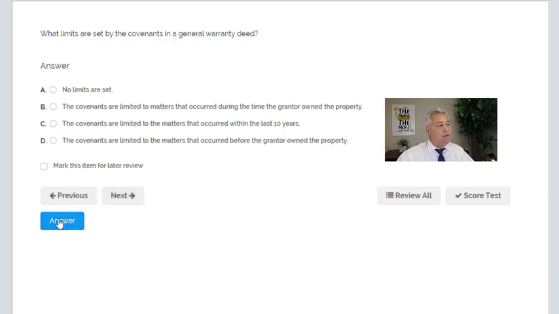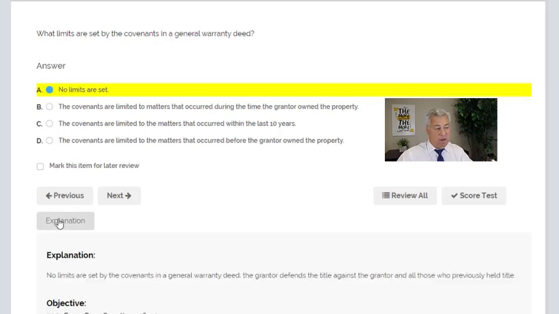Your answer here, this is a general warranty deed. Covenants are what promises the seller is making to the buyer. If this happens after closing, I'll make that good. With a general warranty deed, and probably one of the more important things to know, this is the better deed for the buyer to receive because it provides the most protections or most promises to the buyer from the seller. There are no limits set with a general warranty deed. The grantor defends the title against the grantor and all those who previously held title to the property.